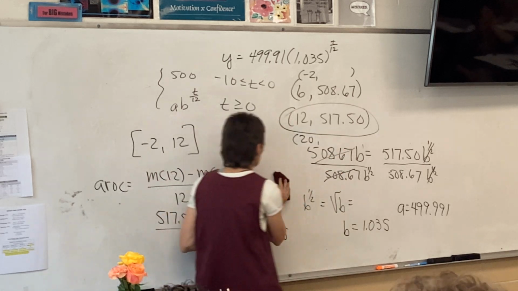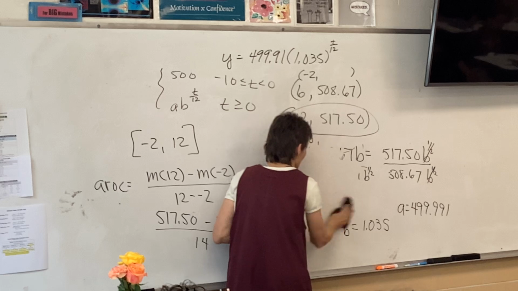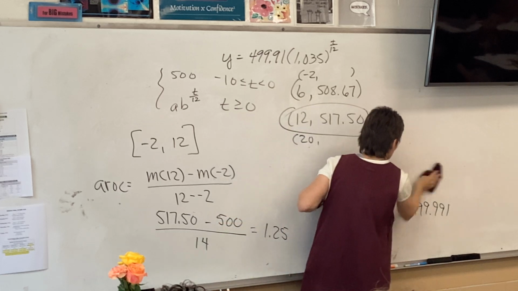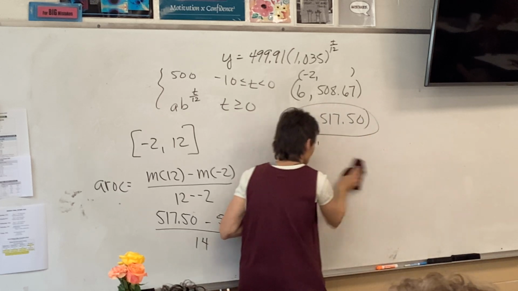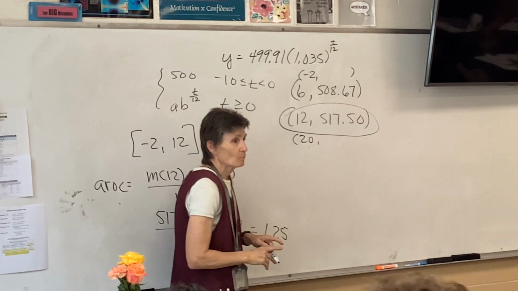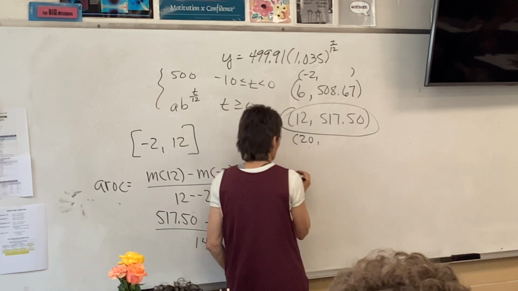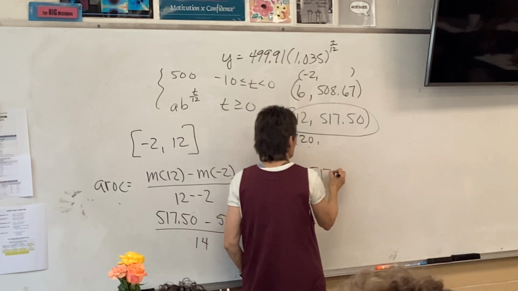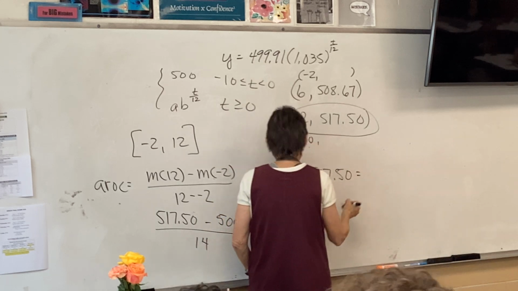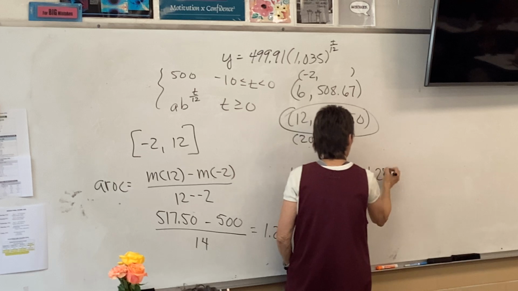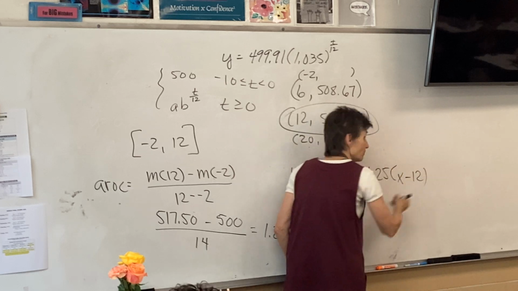All right, anybody remember? We did this exact thing yesterday. Anybody remember it? Gosh, I hope it's on the exam. Anybody remember what we have to do? Write the equation of our line using the point they tell me. So y minus 517.50 equals 1.25 times x minus 12.